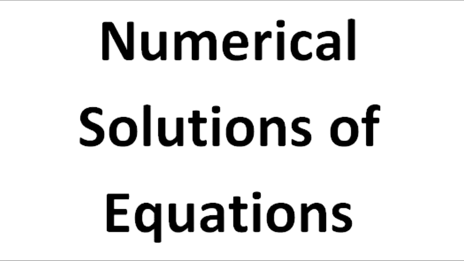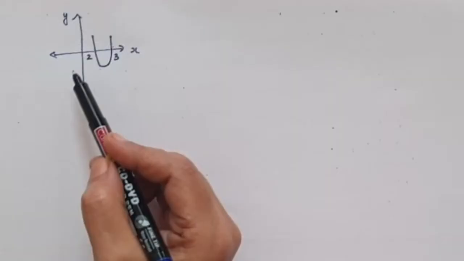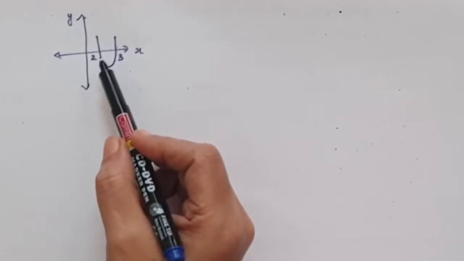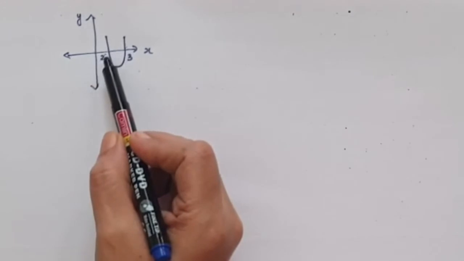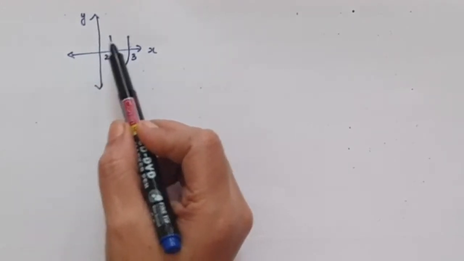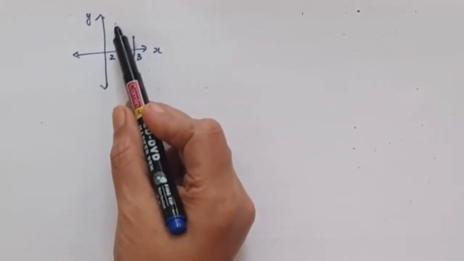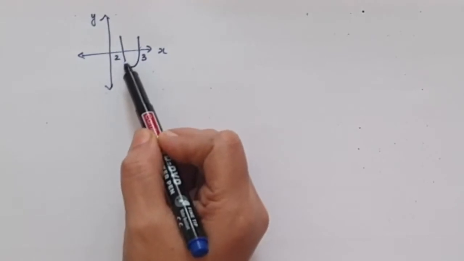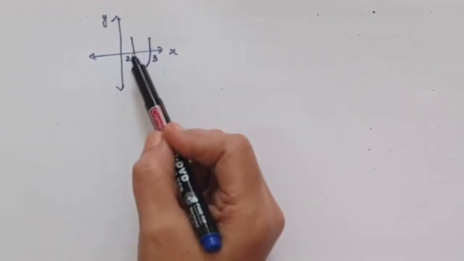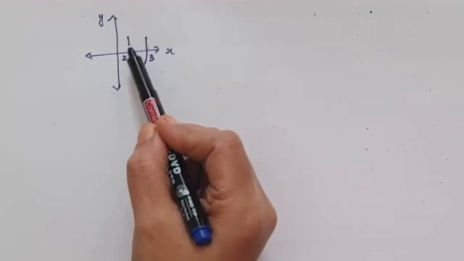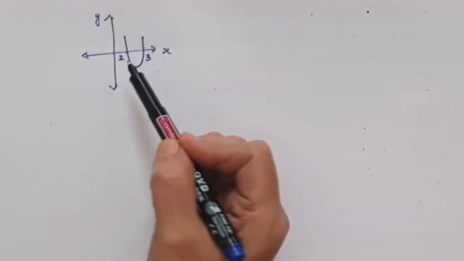Numerical solutions of equations. Solutions of an equation are nothing but the points where the graph intersects the x-axis. For this graph, the solutions are x equal to 2 and 3. When x equal to 2 is a solution, all the y values above the x-axis are positive and the y values below the x-axis are all negative.